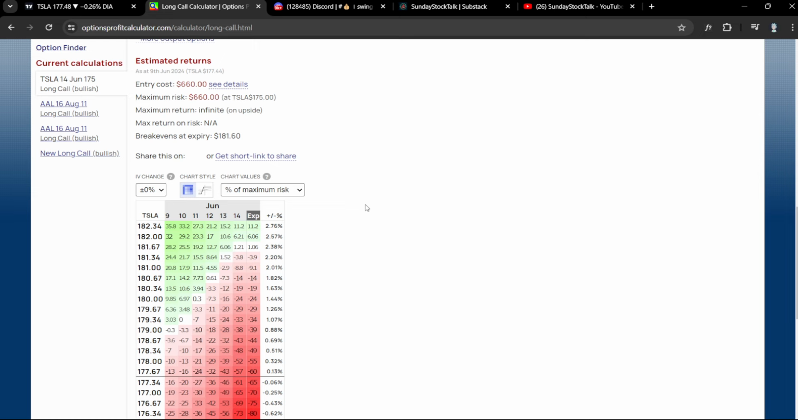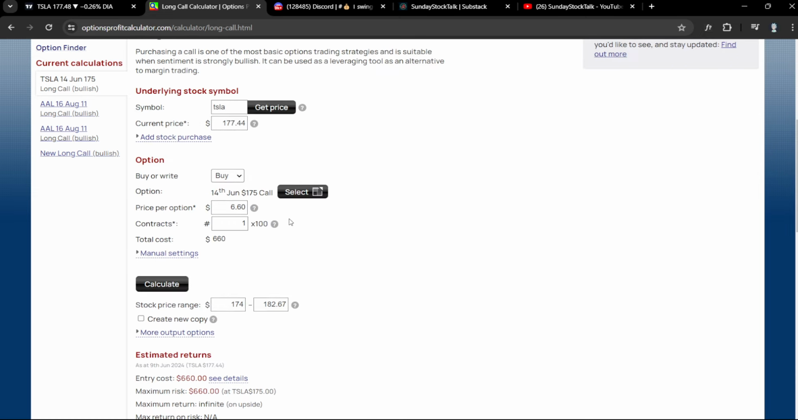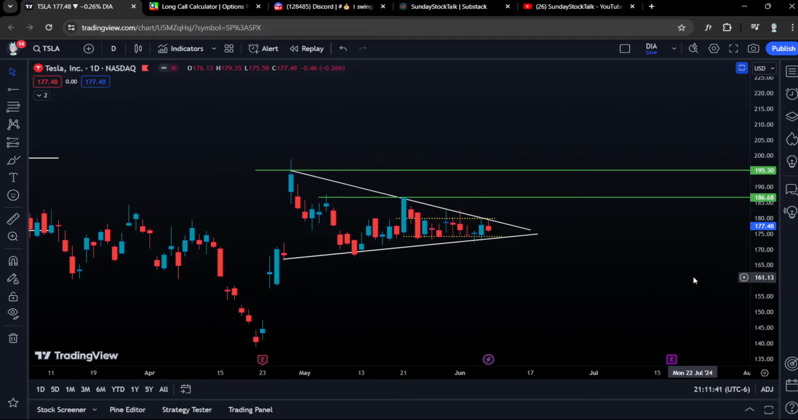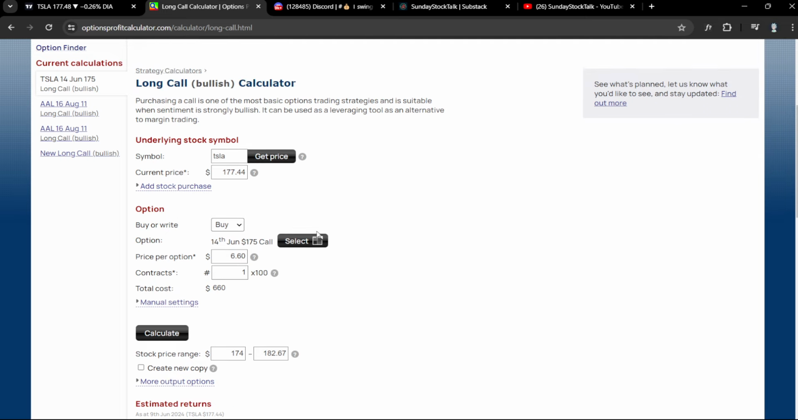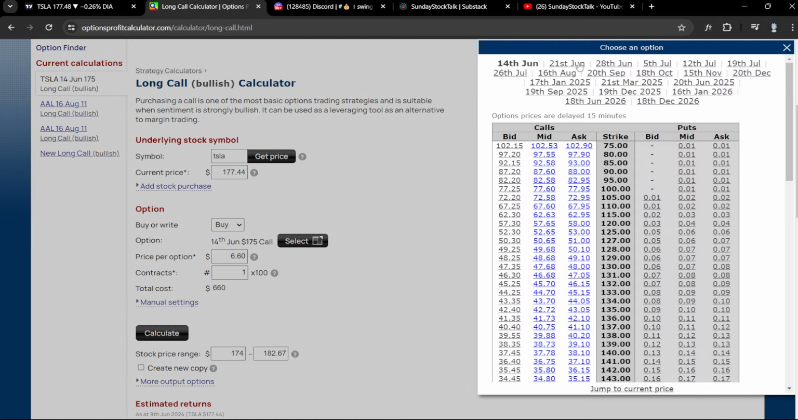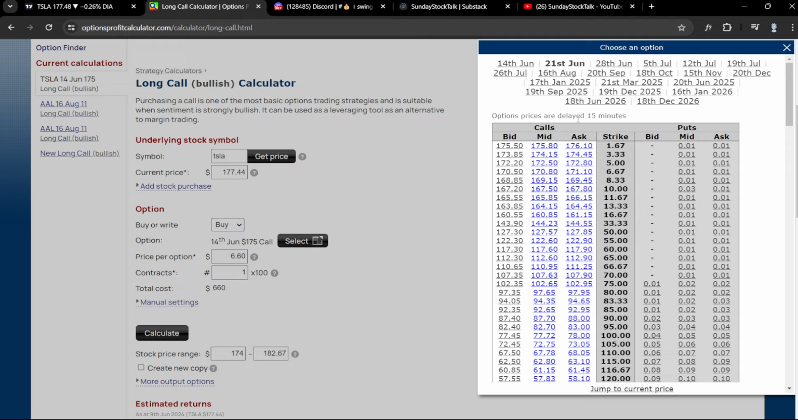Now, I want to go to the options profit calculator. Again, 2 trades that I want to do. One is going to be weeklies, playing the bounce off the level of support. Then one is going to be playing the symmetrical triangle breakout. So let's go here, and I want to do June 21st. I think 2 weeks is going to be enough time.